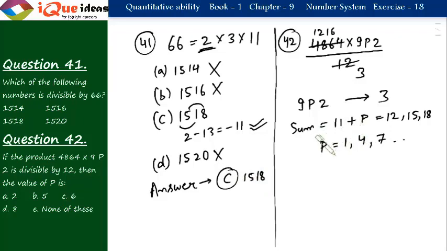Now out of these values 1, 4 and 7, if you look at the options, there is no option given. Now what does it mean? It means the answer would be none of these, because options are 2, 5, 6 and 8 and none of these. So the answer of this question would be none of these, that is option D. Alright.